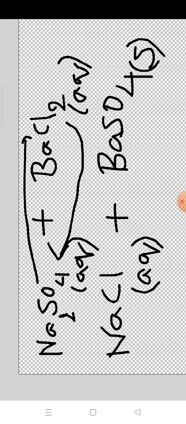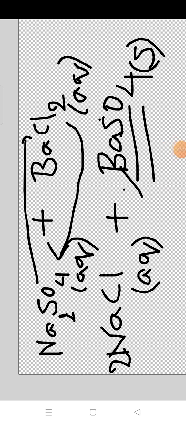So what are the two products here? The two products are sodium chloride and barium sulfate, and that barium sulfate is in solid state. So the equation is not balanced. We can easily balance by writing 2 over here. So sodium is balanced now, chlorine is also balanced, barium and sulfate is already balanced. So what is the correct answer? The product which is in solid state is barium sulfate. So the barium sulfate is the correct answer.